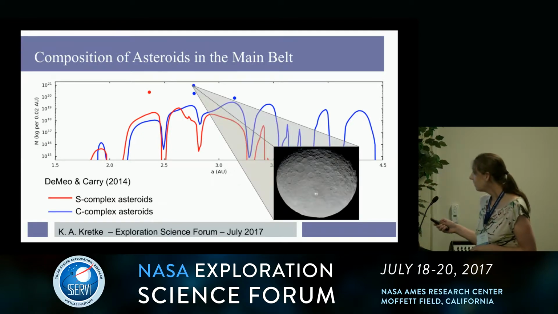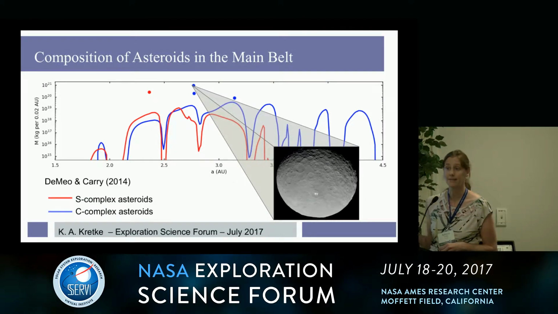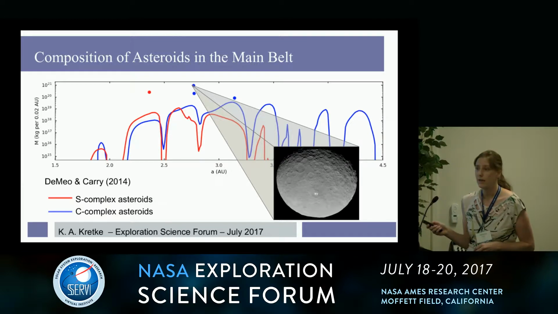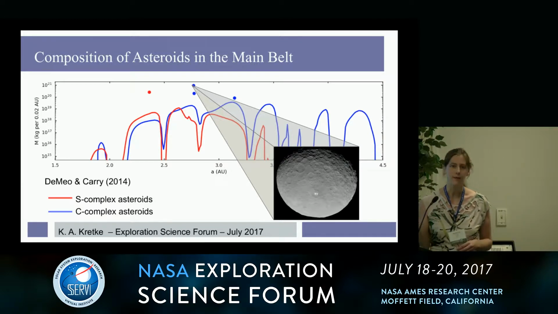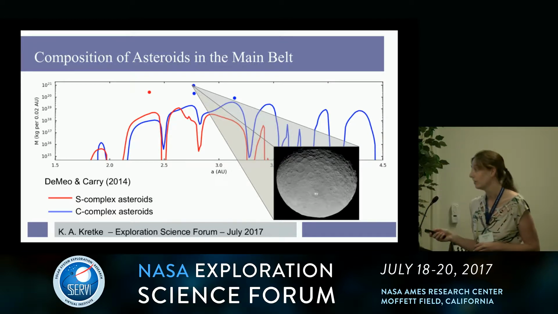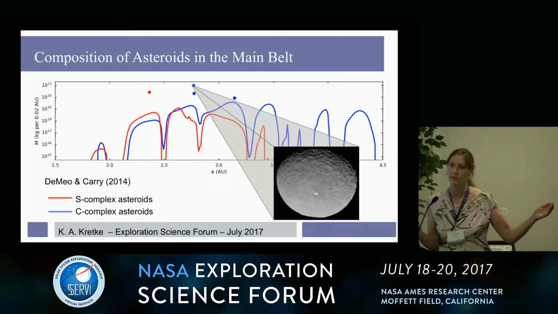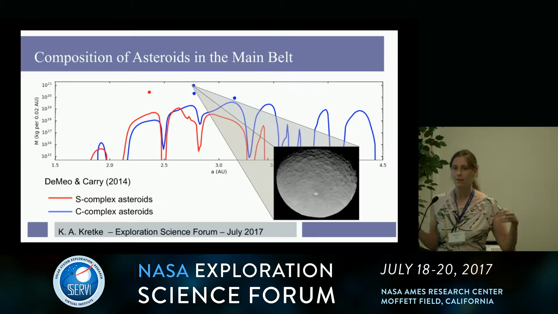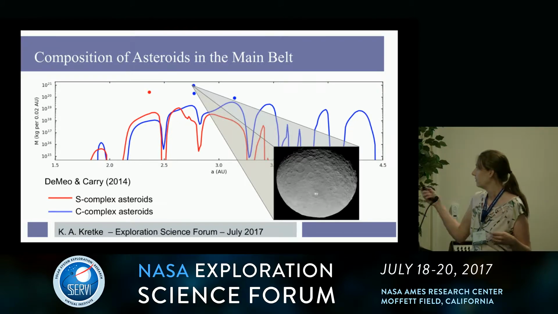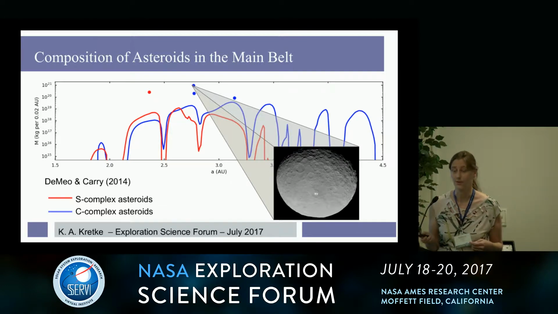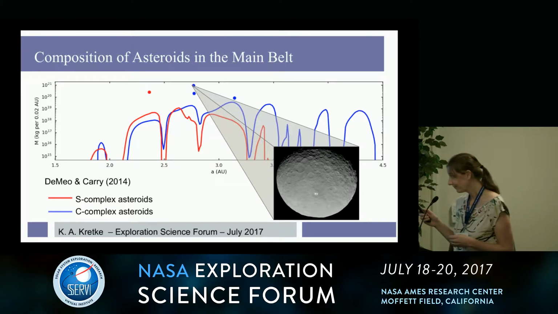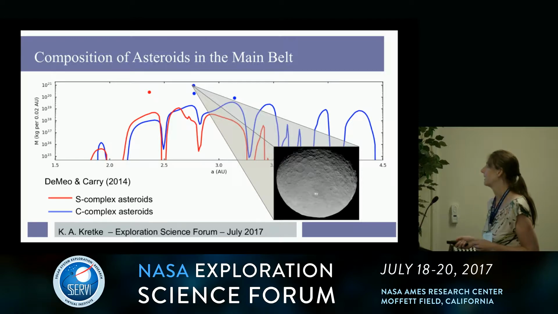Furthermore, when Dawn went by Ceres, it saw that there are these ammoniated phyllosilicates on the surface of Ceres. So these are now compounds which are even thought to represent very distant regions of the solar nebula, but somehow this material ended up smack dab in the middle of the asteroid belt in the inner solar system. So how can we explain this?